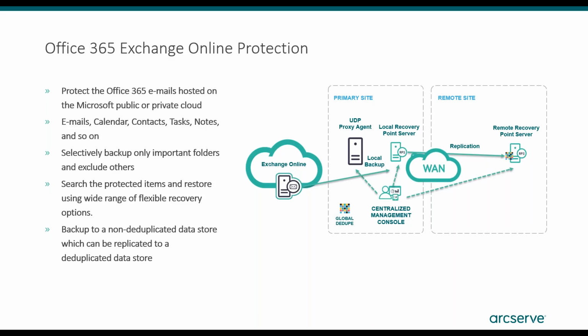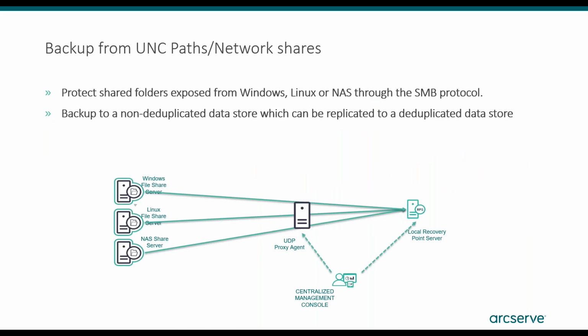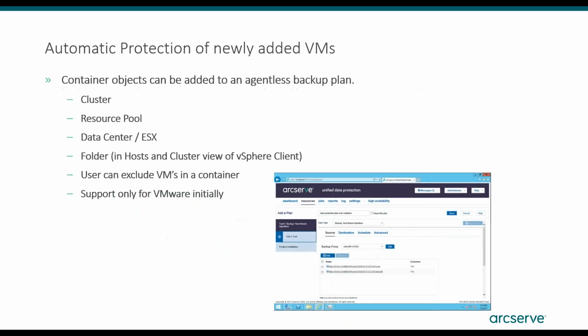And a little update, I keep forgetting to update this slide, but you can back up to a deduplicated data store. So you can definitely do that. Okay. Same thing with the UNC paths, you can back up to a deduplicated data store now, directly to that. This gives us the ability to back up and protect. In most cases, I'm seeing customers with NAS systems that they want to back up data from, and in those cases we use that UNC protection.